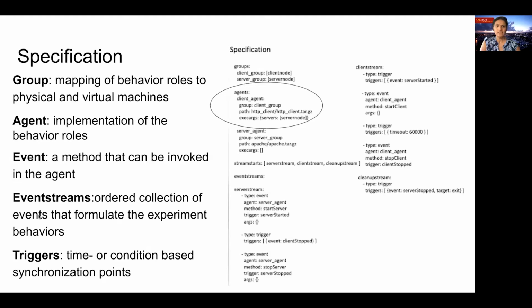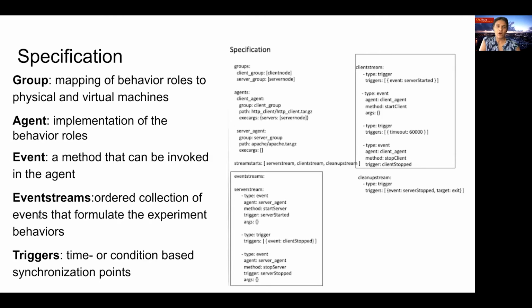The agent directive is a pointer to the code implementation with the execution arguments. An agent is launched typically on a group of nodes. For example, here, the HTTP client implementation, which is identified by the path, is launched on the client group of nodes, along with the execution arguments. Once the agents are launched in the experiment nodes, the orchestrator can use the event directive to direct the agent. Each event directive typically maps to a method that can be invoked within the agent and can accept parameters.